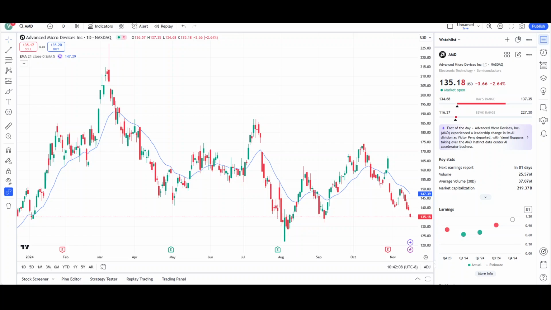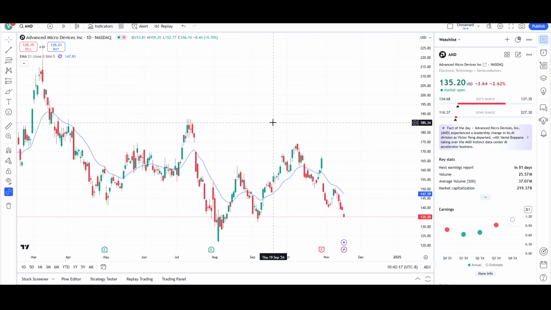I will first be going over what I see on the daily chart and finish the video off with the weekly chart. This video is for entertainment purposes only. Please trade at your own risk. So let's take a look at AMD's market structure and price action.